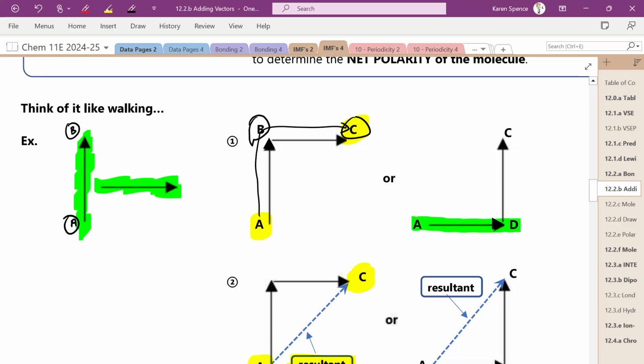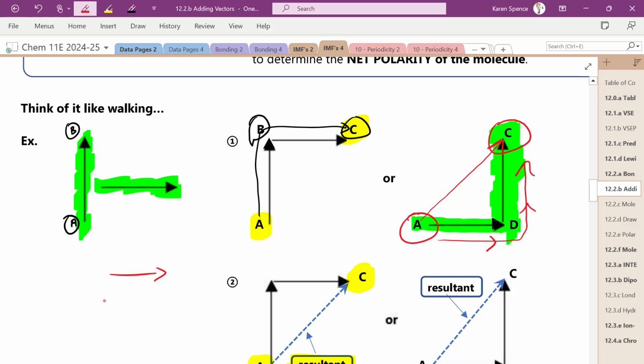And then I could go from D to C. The letters are just arbitrary, okay? But the deal is with this one, I started at A and I finished at C, and I would be able to walk in that direction without having to teleport anywhere, okay? And so my resultant would be the diagonal from there to there. So if you had a dipole that pointed this way and this way, the net dipole would be like that, okay?